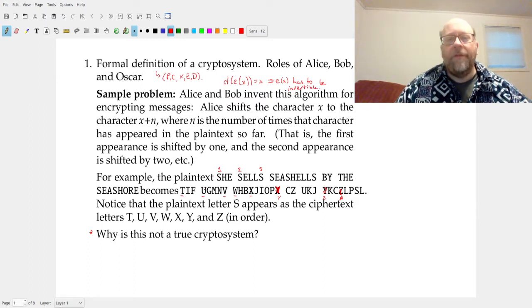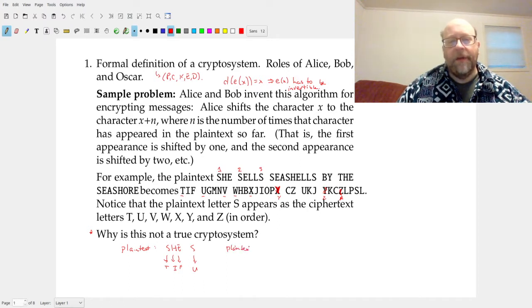But the problem here is that the plain text, I'm just going to write the first 4 letters of the plain text. S becomes T, H becomes I, E becomes F. S showed up a second time, so now it's U. Encodes exactly the same way as the plain text. You can see this coming here. SHE and then T. S becomes T, H becomes I, E becomes F. And since T has appeared the first time, it encodes as a U.